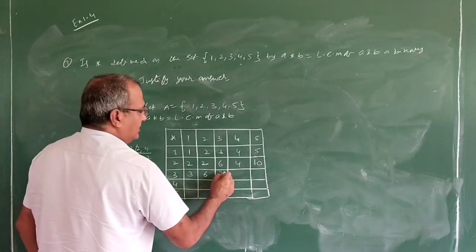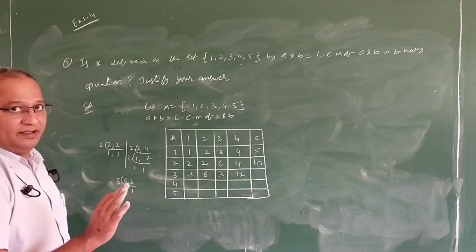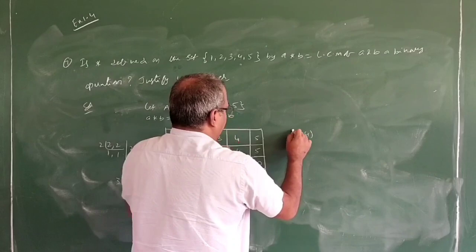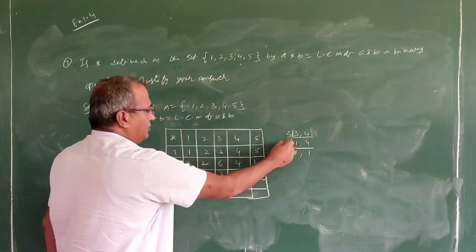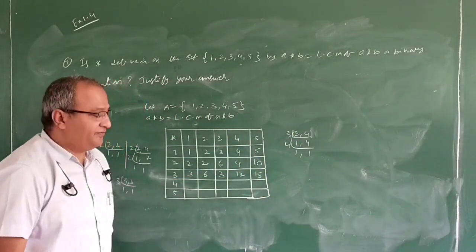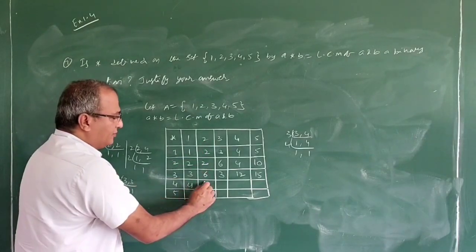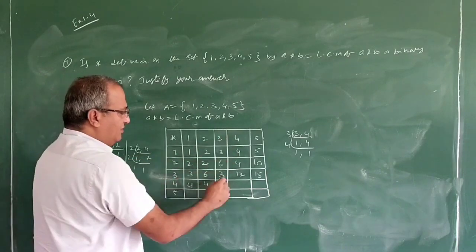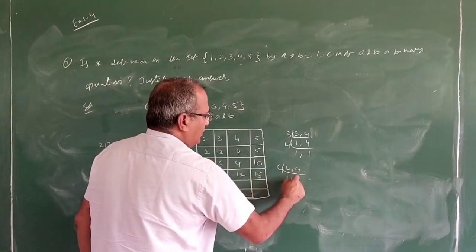3 and 3, LCM is 3. 3 and 4, LCM is 12. 3 and 5, LCM is 15. Next, 4 and 1, LCM is 4. 4 and 2, LCM is 4. 4 and 3, LCM is 12. 4 and 4, LCM is 4.